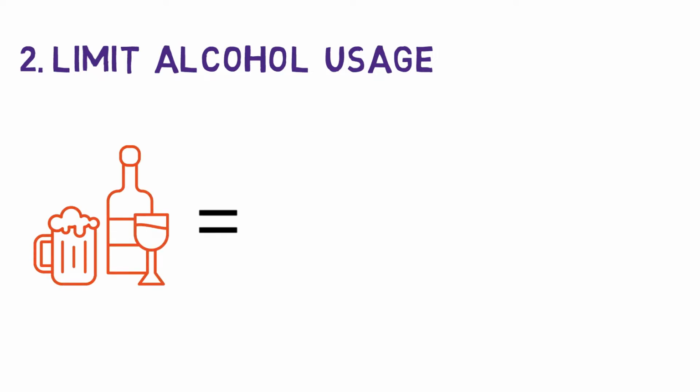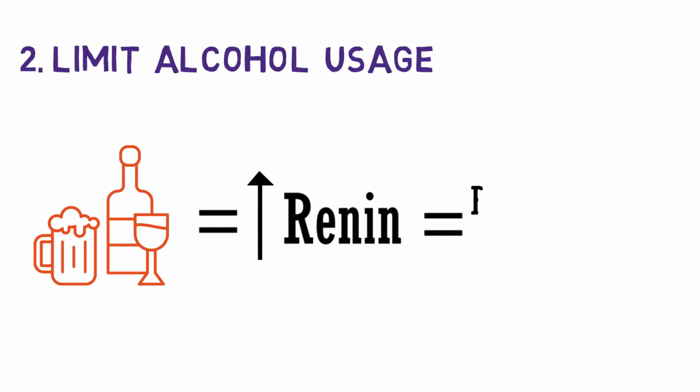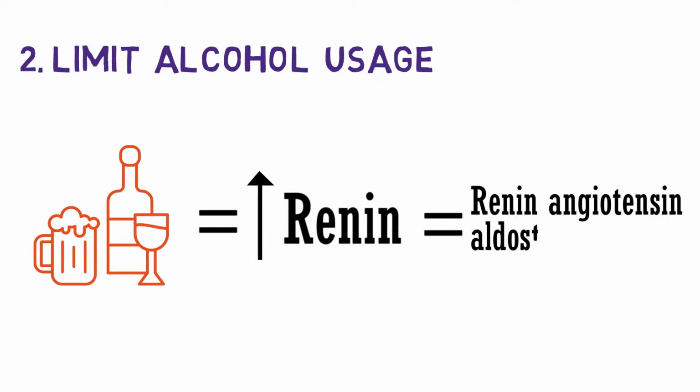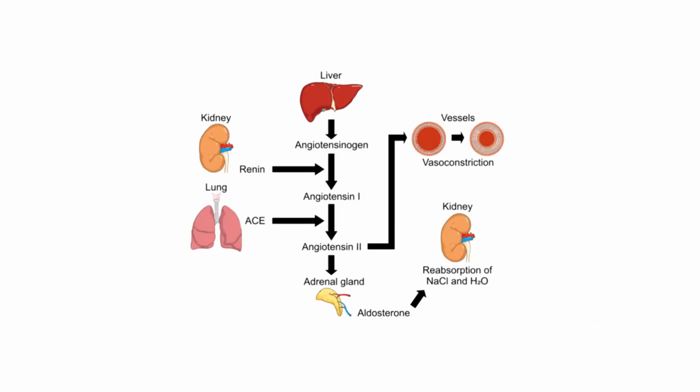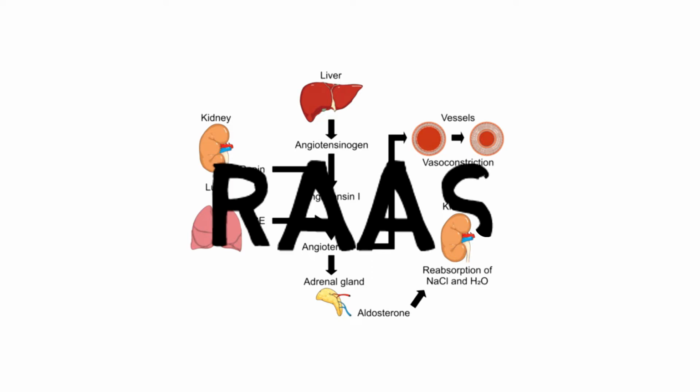Moving on to the next way, that is, limit alcohol usage. Consumption of alcohol leads to increase in the levels of a hormone called renin. This hormone leads to activation of the renin angiotensin aldosterone system, which results in an increase in the blood pressure. If you want a separate explanatory video on the renin angiotensin aldosterone system, drop a comment down below.